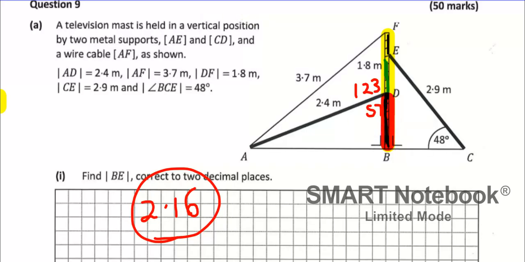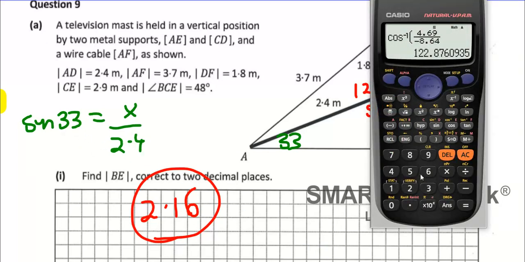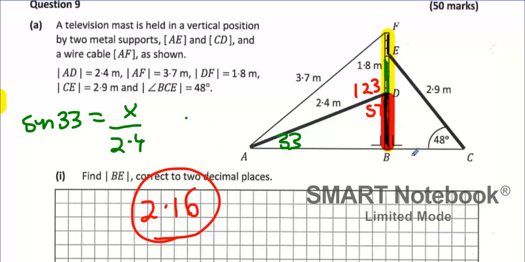Yeah, I can get B to D directly though. It's opposite over hypotenuse. So it's sine 33, isn't it? So sine 33 is B to D, which I'll call X, over 2.4. So it's 2.4 sine 33. So 2.4 sine 33, we got 1.307. Okay, that red line is 1.307.